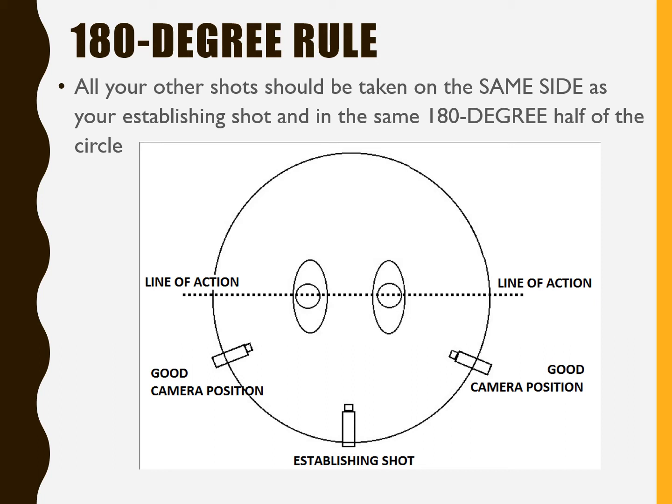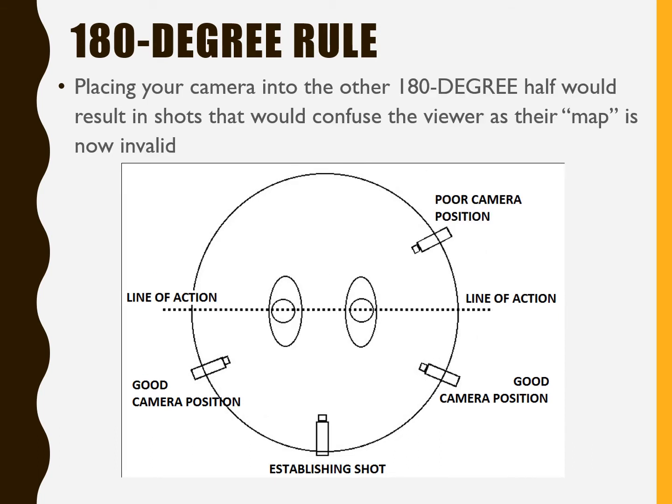You can see now there are 3 cameras set up there for your presumed shots, and they're all in the same half of the circle. If you put your camera onto the other side of the circle, it's going to result in shots that are going to confuse the viewer and make their map invalid. And when you go to edit it together, it will seem odd, weird, and inconsistent, which you want to avoid completely, unless, of course, that's your intent, but that's not our intent for 90 to 95% of what you're doing.